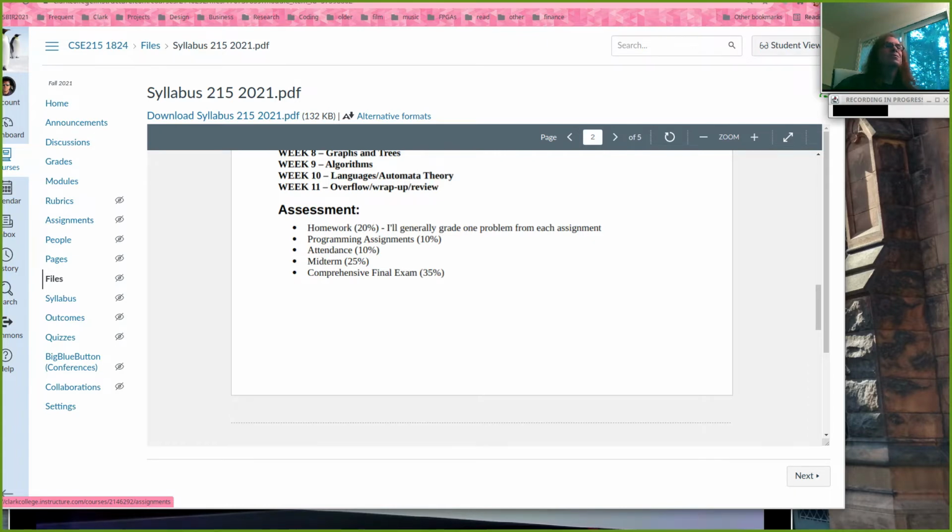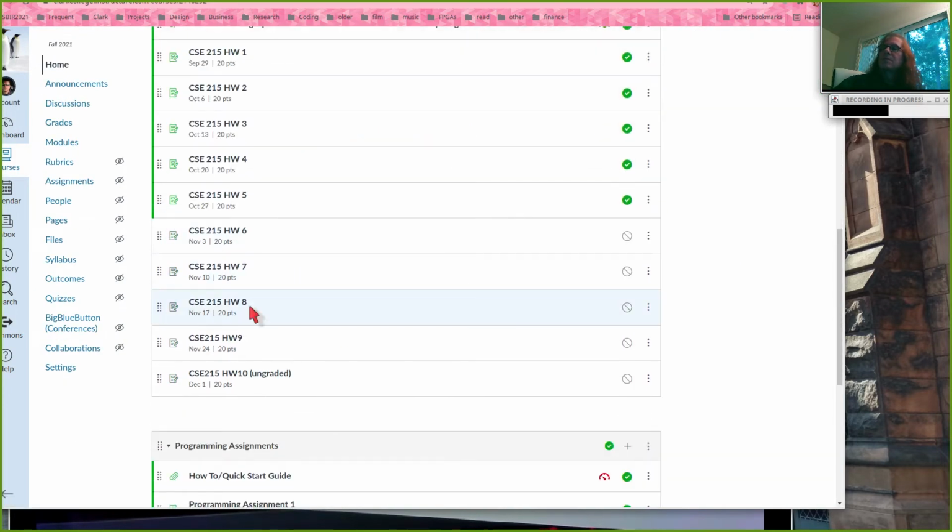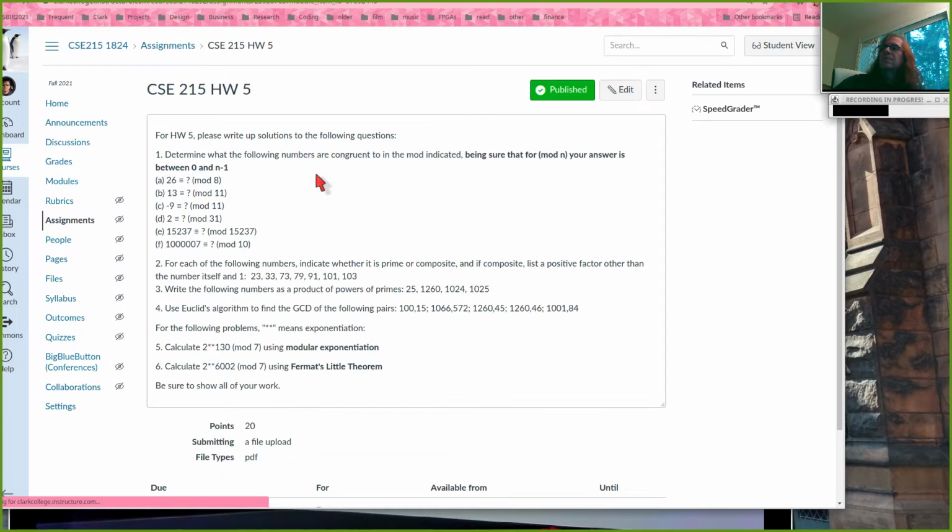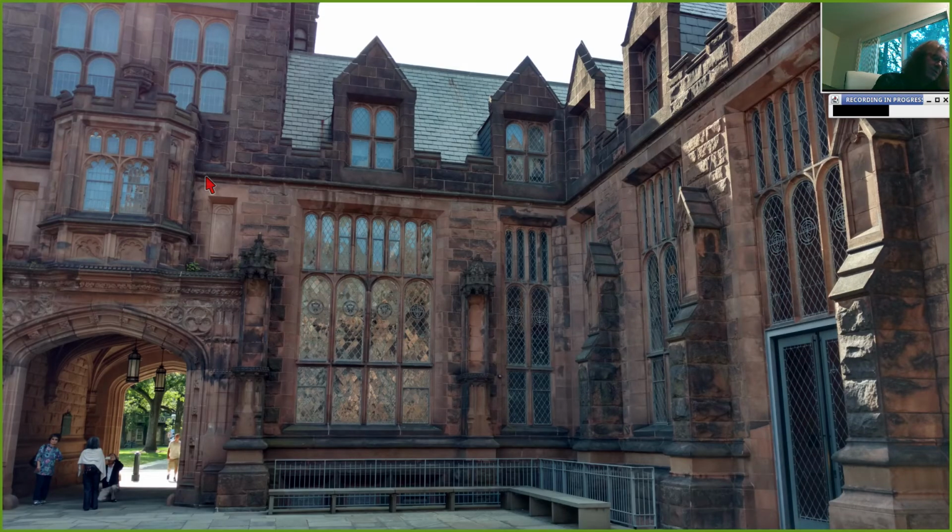Let me scroll back through. Question 1. Determine what the following numbers are congruent to in the mod indicated. So let's just do the first one, right? 26 is congruent to what mod 8? The goal is to write 26 as something times 8 plus a remainder.